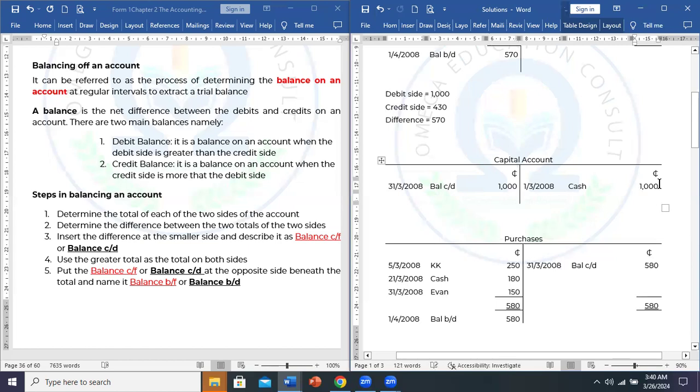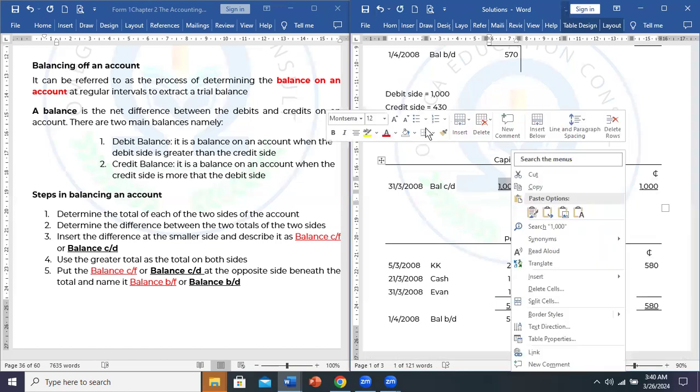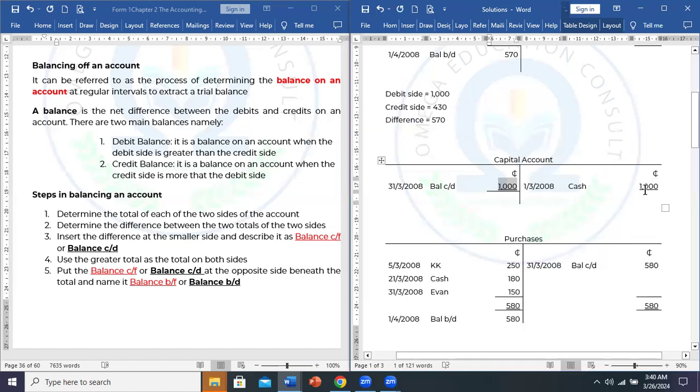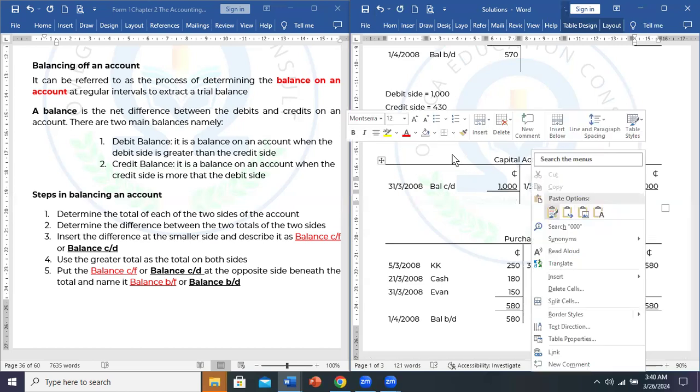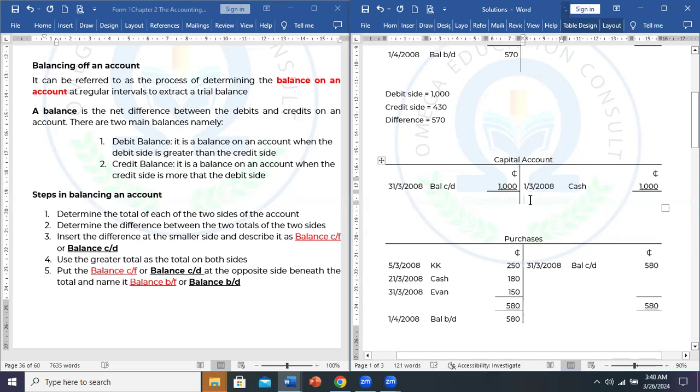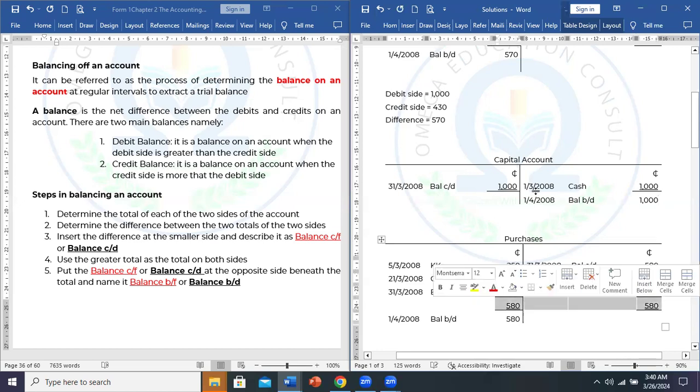And you just underline the figures twice, that's all. So you underline the figures 2 times, just like this. Then you bring your carry down to the opposite side, which will have the 1st April 2008 as the date, and with balance brought down 1,000. So what we have skipped here is the total that we used to bring, we didn't bring it because it's just one entry. So you can just underline the figures and bring your carry down brought down.